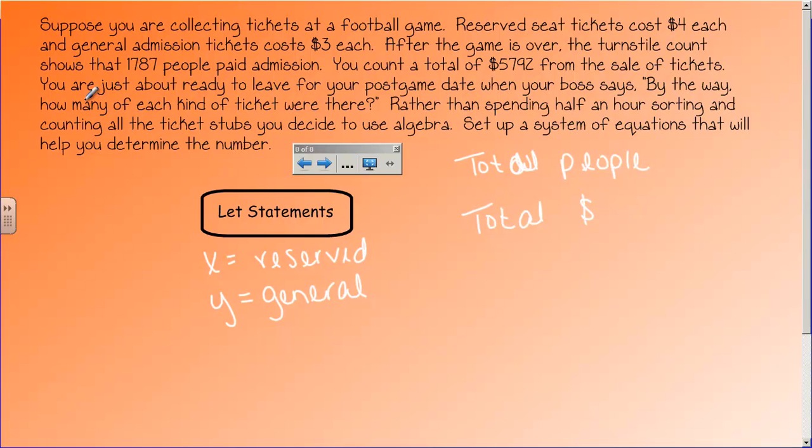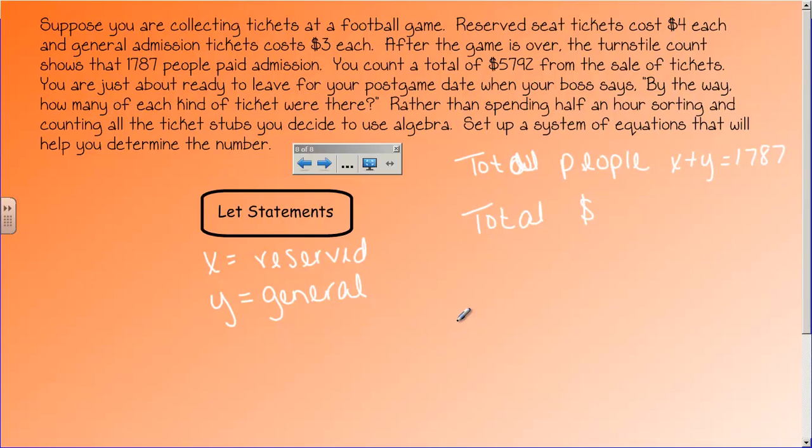Let's do total people first. You know that 1,787 people showed up. You also know that they all were either reserved or general people. That means for my total people, X plus Y equals 1,787. Reserve seats plus general seats was that many people.